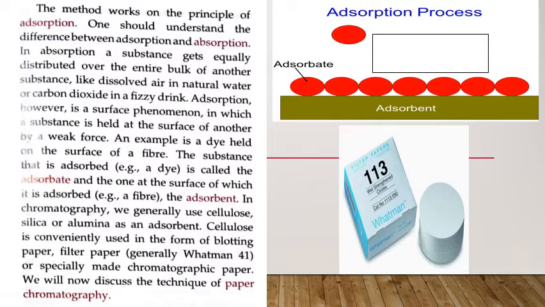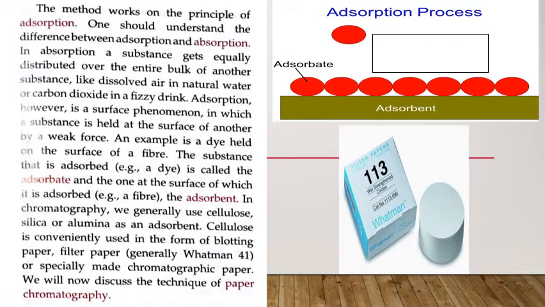Adsorption, however, is a surface phenomenon in which a substance is held at the surface of another by a weak force. An example is a dye held on the surface of a fiber. The substance that is adsorbed, example a dye, is called adsorbate, and the one at the surface of which it is adsorbed, example a fiber, the adsorbent. Please refer to the image above on the right side.